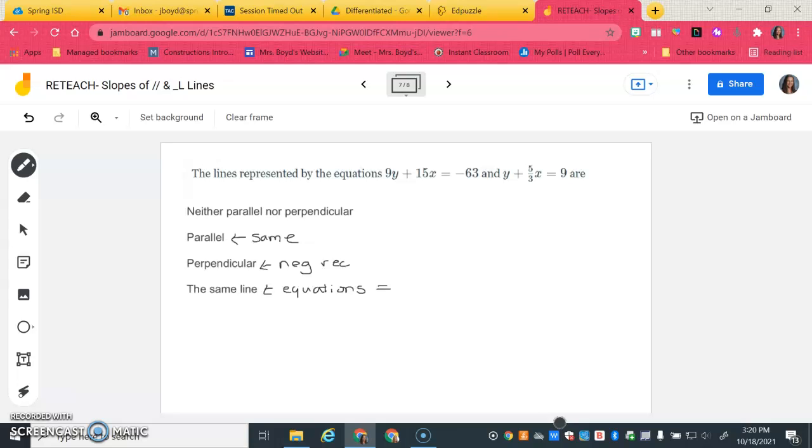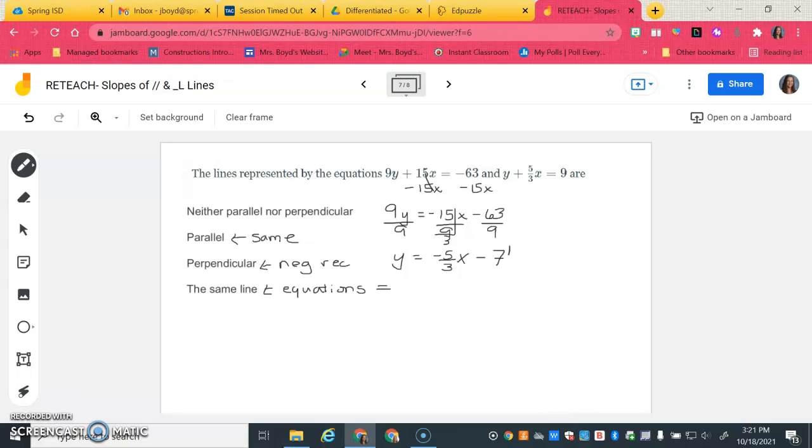So I'm going to start with 9y plus 15x equals negative 63. I want the x term, so I want to subtract the 15x from both sides. That'll cancel. I get 9y equals negative 15x minus 63. And then I want to divide by 9. Everybody gets divided by 9. y is going to equal negative 15 divided by 9. They're both divisible by 3. That's going to give me negative 5 over 3 x minus 63 divided by 9 is 7.